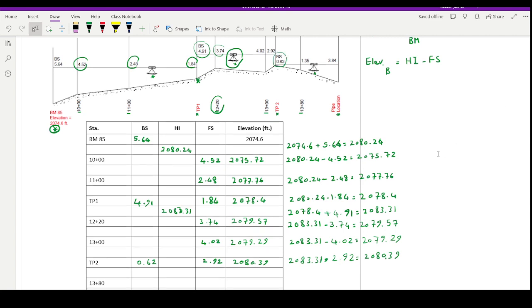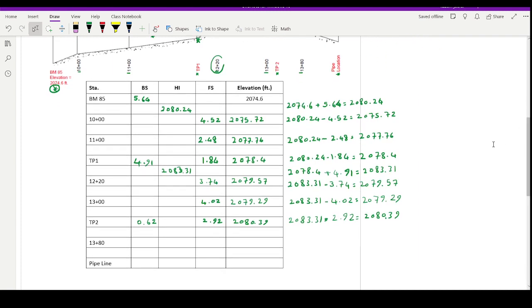Now I will use this BS and the previous elevation that I calculated to find the height of instrument in this new location. So it's going to be 2080.39 plus 0.62, and that will give us 2081.01. So I write it in here.